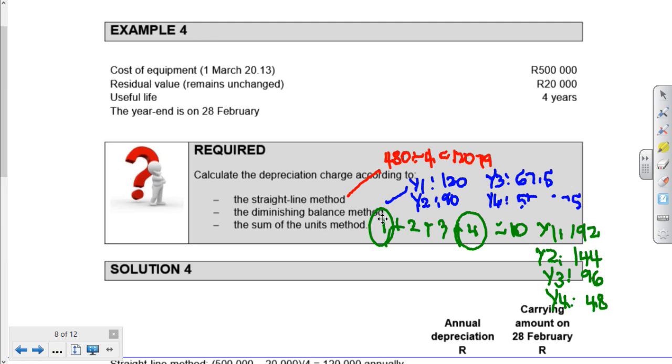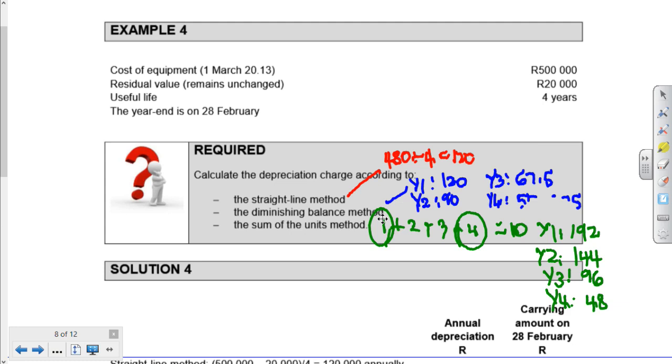Okay, so that's them. Straight line is straightforward. 500 less the 20 is 480 divided by 4 years is 120 per annum. I don't know what I've written there. I've tried to write per annum and then it's come out very funny. It's like a 79. I'll just leave it as 120.